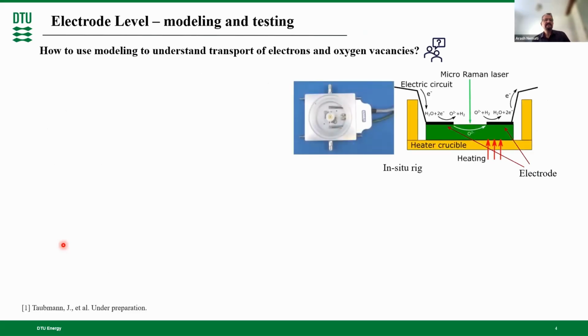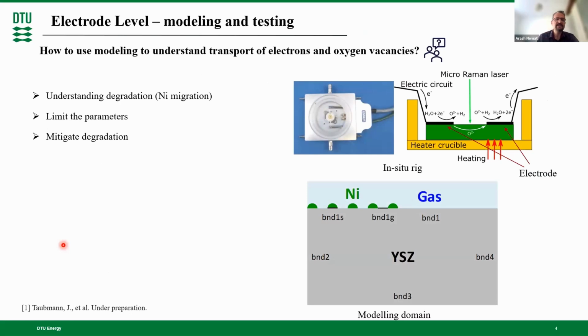So the first level is the electrode level, where we use our modeling to understand some phenomena. For example, the target here is to understand nickel migration degradation in solid oxide cells. We also want to limit the parameters because in the real cell we have 2 electrodes, an electrolyte, and different initiators of the degradation. By this kind of testing and modeling, we can limit our problem to a very narrow part, only the fuel electrode. Here, we want to see how we can model and understand the nickel migration, and whether there is any way to mitigate this kind of degradation.